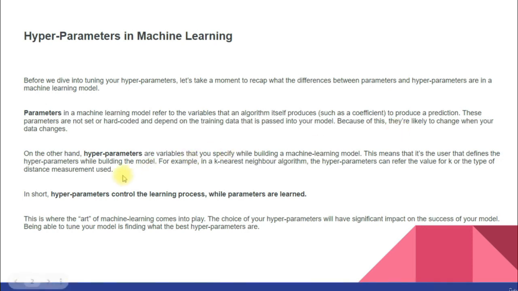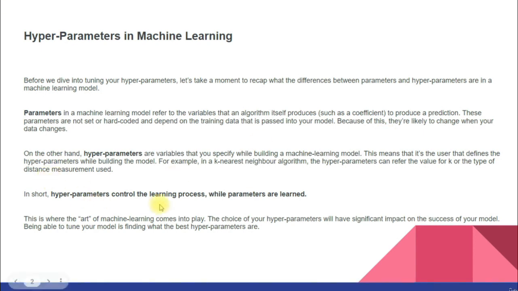On the other hand, hyperparameters are variables that you specify while building a model. This means that it's the user who defines the hyperparameter while building the model. For example, in the KNN algorithm, the hyperparameter can be the value of k, that is the number of nearest neighbors. In algorithms like decision tree or random forest, the hyperparameter can be the depth of the tree or the number of trees.